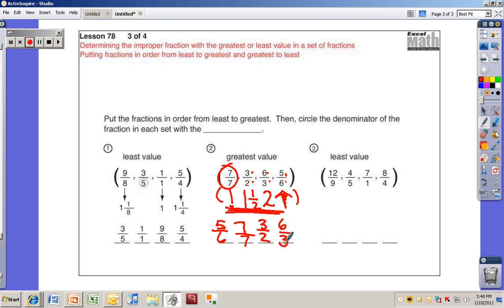Okay, which fraction is the smallest? Or I'm sorry, we're looking for the greatest here. Here's the greatest one, 6/3. So you circle the 3 in 6/3.